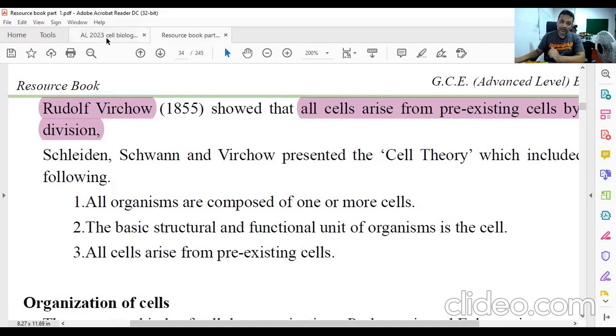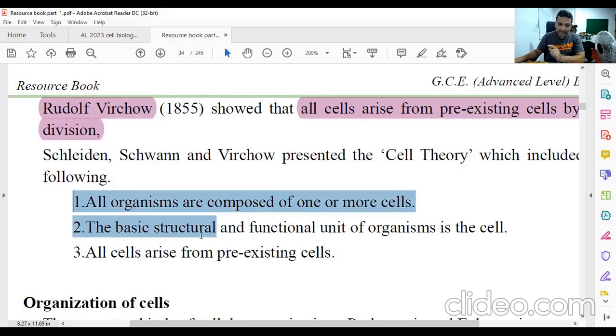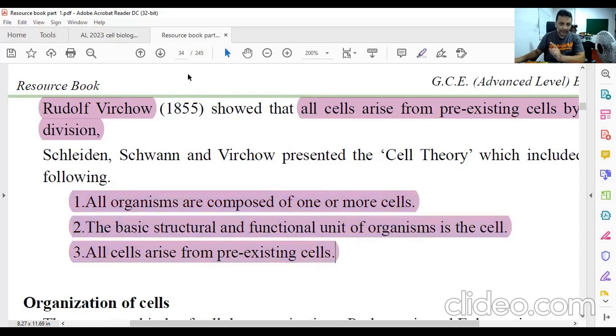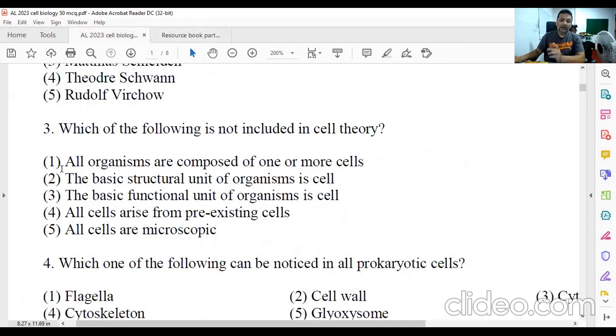So in the cell theory, when all these points are there, look at the question. In the question, first point: all organisms are composed of one or more cells. It is there. The basic structural unit of organisms is the cell. There. The basic functional unit of organisms is the cell. It is also there. All cells arise from pre-existing cells. Rudolf Virchow's opinion, it is there. So the not-included part is that all cells are microscopic.